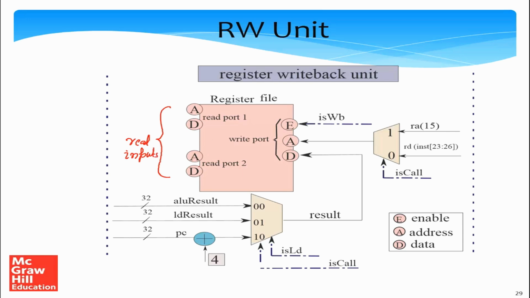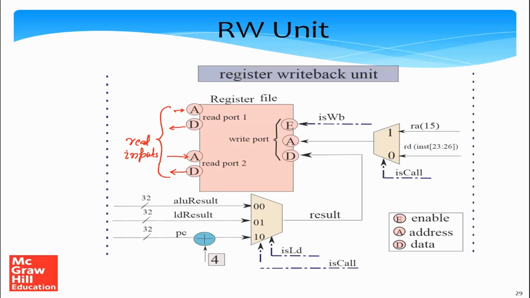So basically there were two read ports. A port is an interface. So there were two read ports, read port 1 and read port 2. Read port 1 took in an address and gave out the data, right? Similarly, read port 2 took in an address and gave out the data. So the register file also needs a write port where we will write in something. The value that was computed needs to be written into the register file.